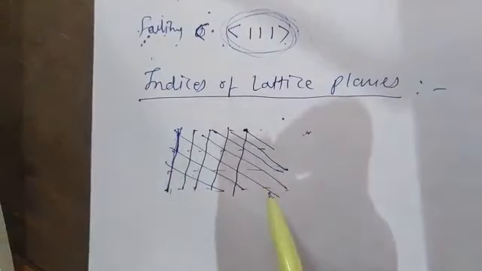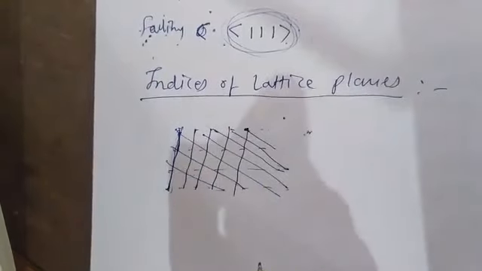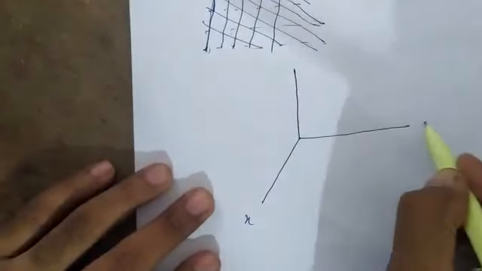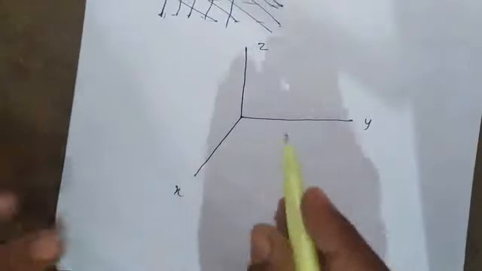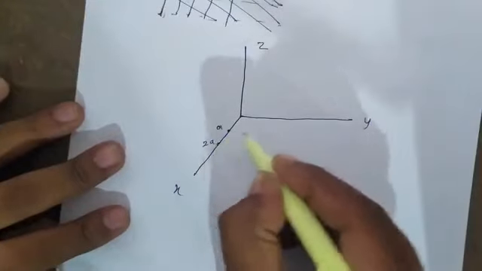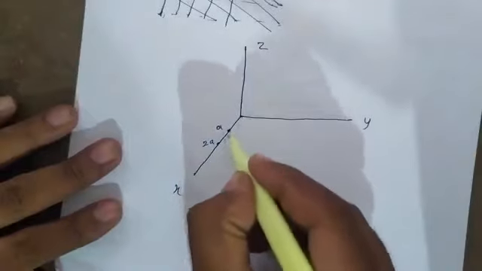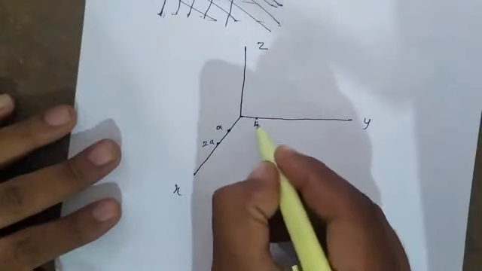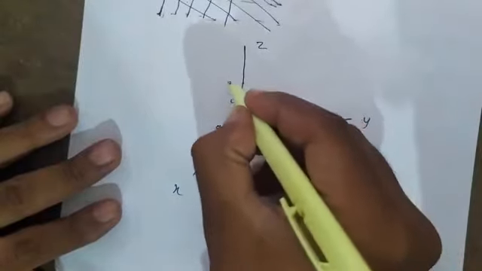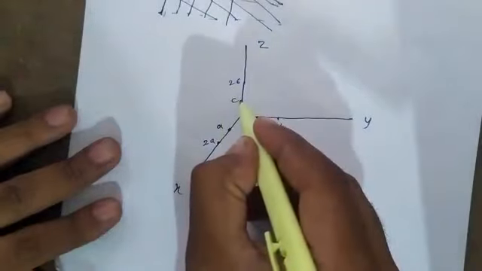Orientation of such a plane in a crystal may be described in terms of intercepts on the axes. For this, let us consider a plane. Suppose this is the crystallographic axis. Suppose this is the x-axis, this is the y-axis, and this is the z-axis. Now let us consider a plane. Suppose this is a, this is 2a, lattice parameter, that is lattice point. This is a, this is b, this is 2b, and suppose this is c, this is 2c. Now let us consider a plane like this.